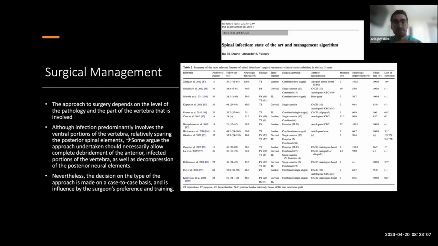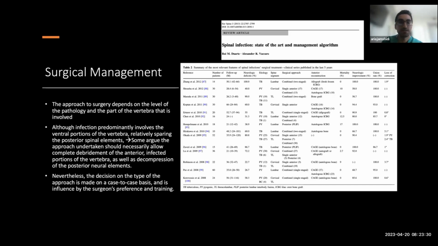So I think for a lot of surgeons, it has to do with where they trained and their preference and what they're comfortable doing. And obviously the approach of surgery depends on the level of the pathology and the part of the vertebra that's involved. Here we see a systematic review published by Alexander Vaccaro.